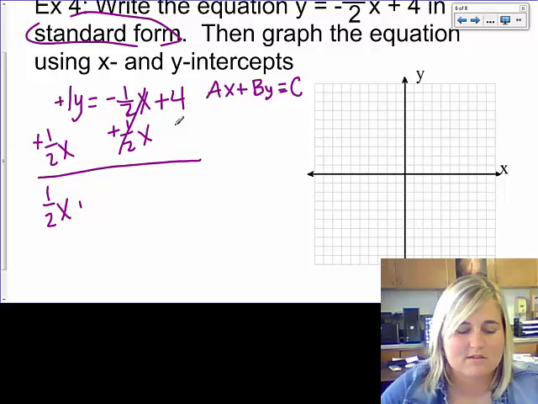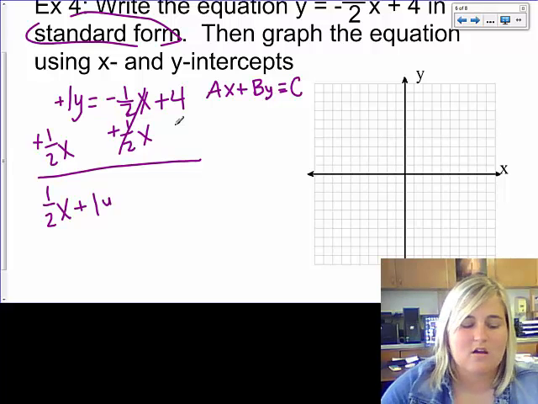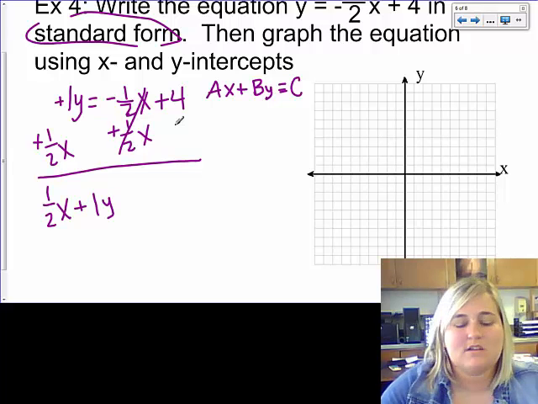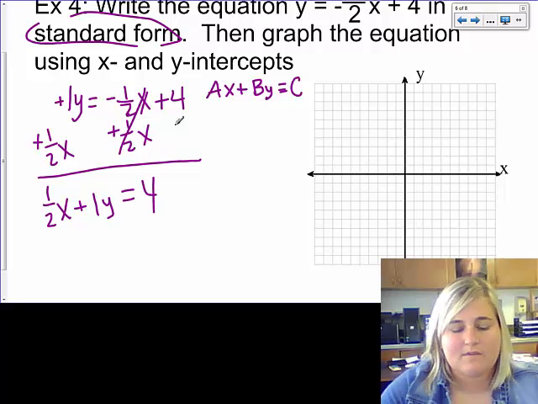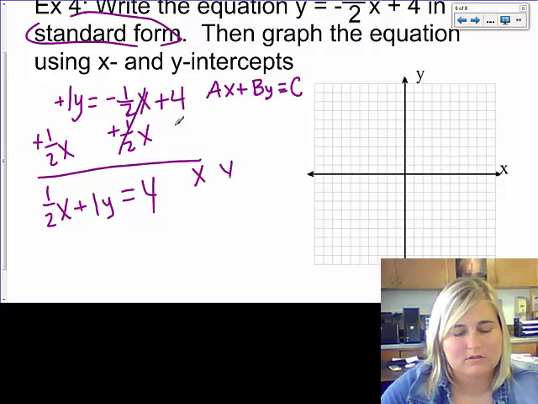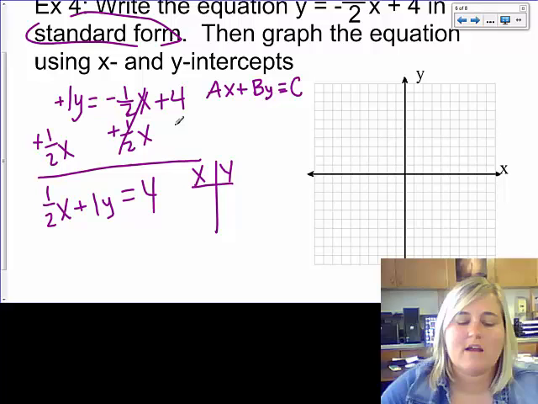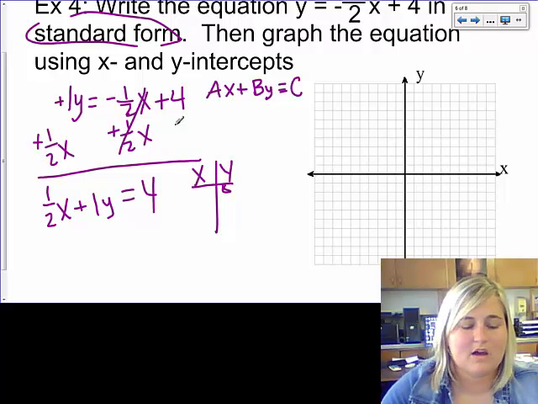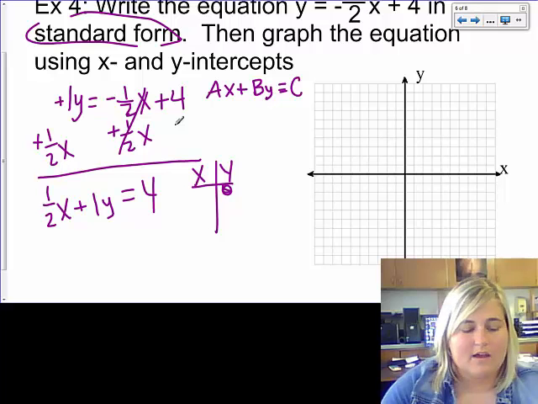So I'm just going to put plus 1y. I'm only showing the 1 for your benefit. You do not have to show that, as long as you understand that it's there. And then I'm going to use my t-chart. So this is my standard form, so I have x and y. To find my x-intercept, I plug in 0 for y. And that looks like a 0. To find my y-intercept, I plug in 0 for x.